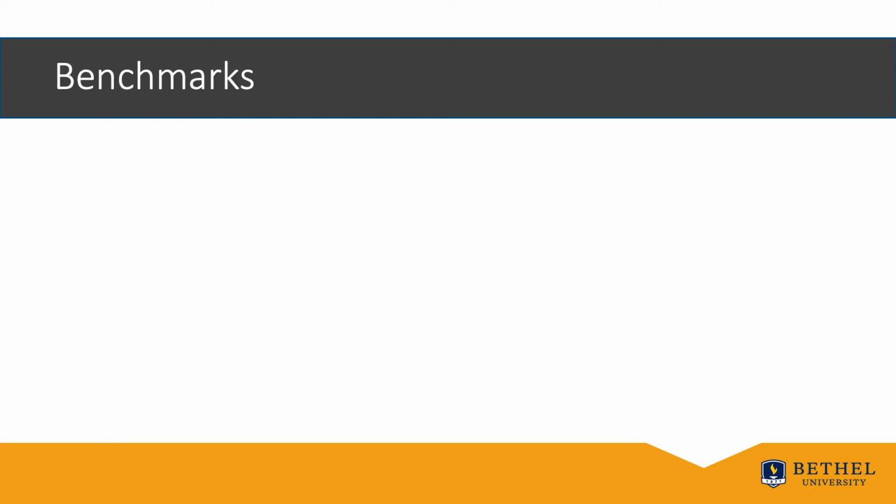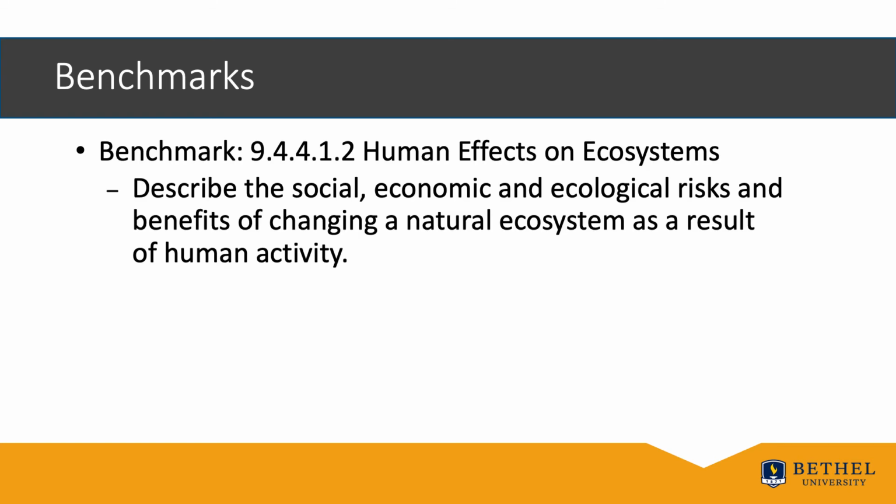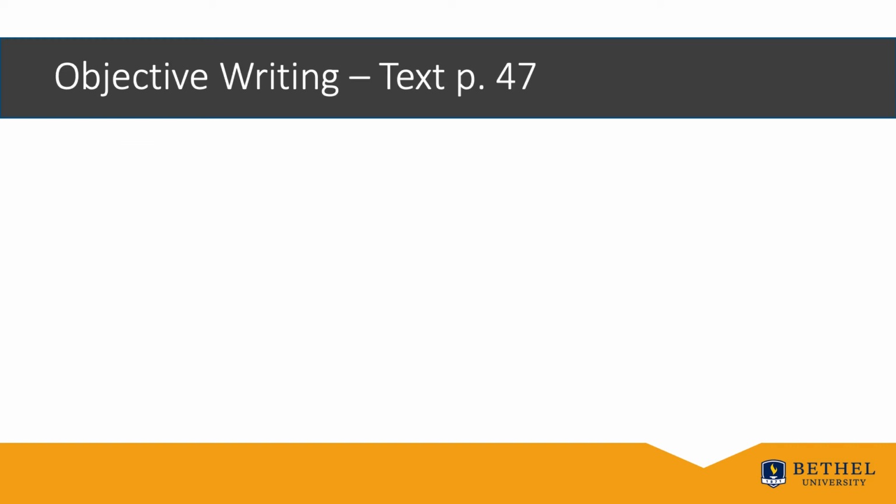So as we take a look at some different benchmarks, these are how our standards are written. If we look at this human effects on ecosystems, benchmark 94412 says, describe the social, economic, and ecological risks and benefits of changing a natural ecosystem as a result of human activity. So our action verb there is describe. Think about how you might have students do that. What conditions might you require of them, or what criteria might you require of them, or what performance would you have them do to describe that? And so that brings me to objective writing.